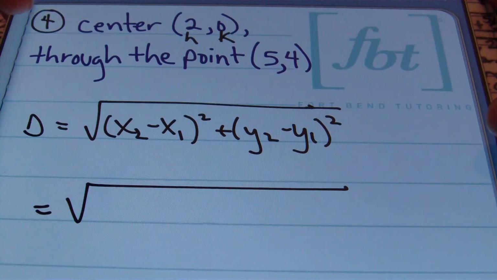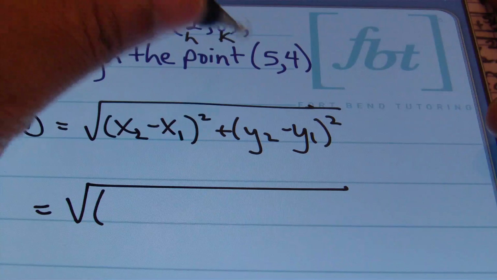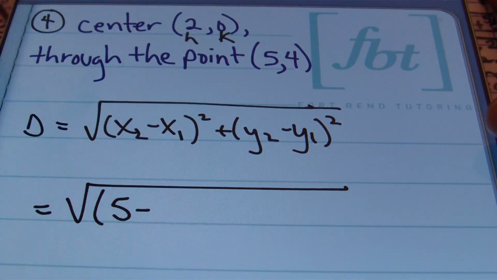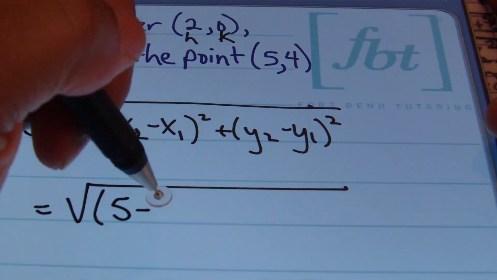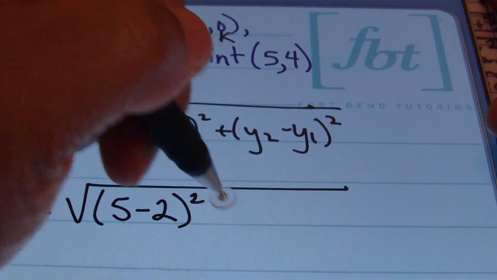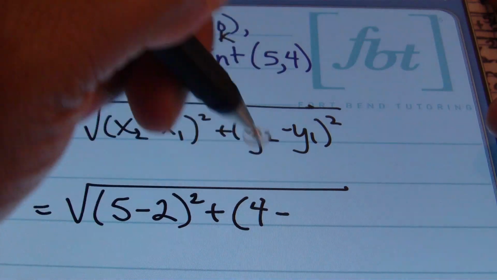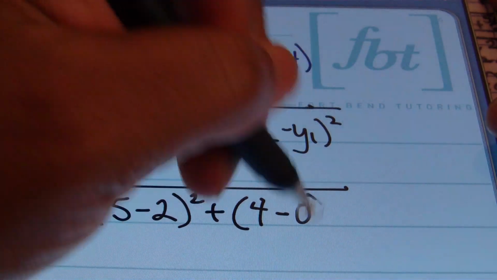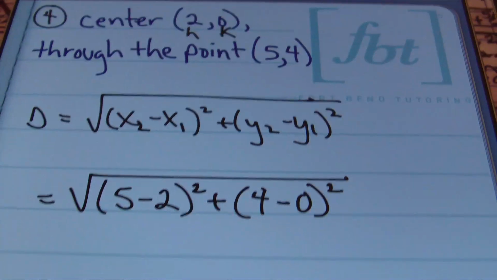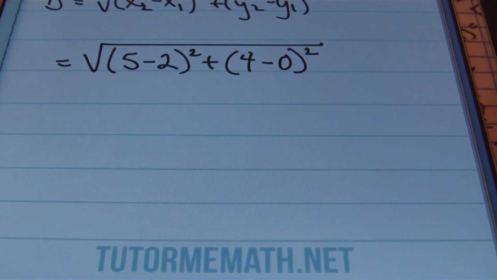I'll have the square root of my x2 value, which would be 5 in this case, that second point that I have, minus x1, which is 2, and I'll be squaring that result, plus my y2 value, which is 4, minus my y1 value, which is 0, and I'll be squaring that result as well. Okay, so this is what I have thus far.